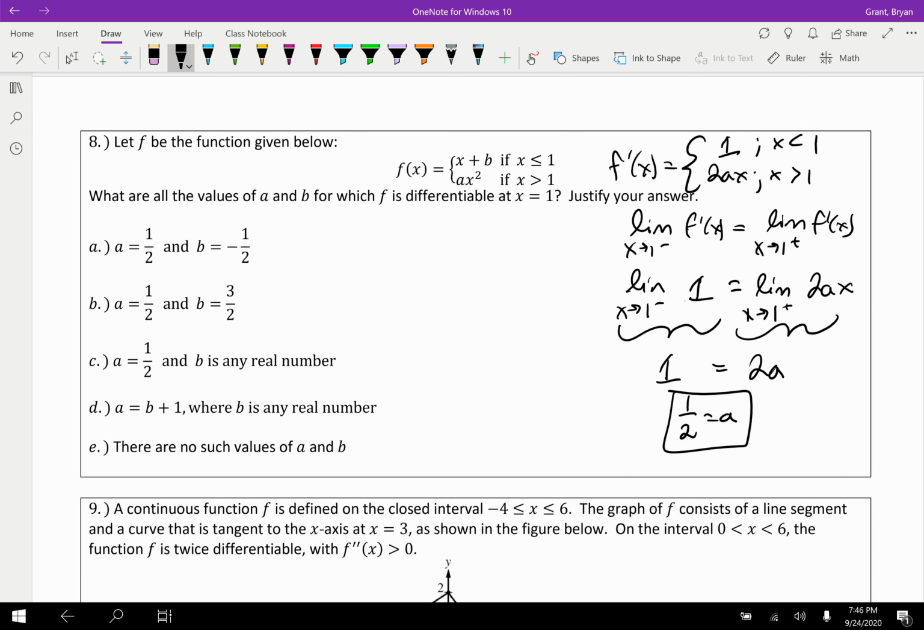Does that eliminate anything? A is b plus 1. That could still happen. No such values. We found a value for a. And all the rest are really still in the play here. So let's go ahead and move to our other one. And the other one is finding the limit of the original function.